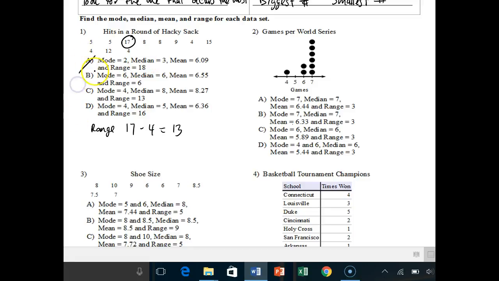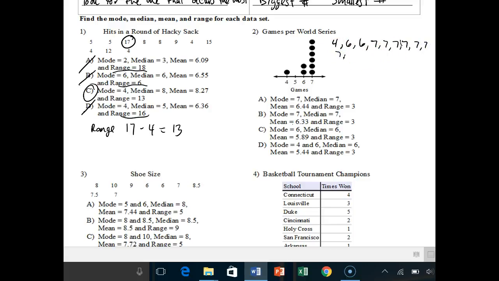So see you later there, see you later there, that had 18, that had 6, and this is 16, good. And now I don't even have to calculate the mode, the median, the mean, all that other stuff. It's going to be C, all right? For number 2, this is a dot plot. So basically they're saying you have 1 4, you have 2 6s, and then you have 1 2 3 4 5 6, and then 7.